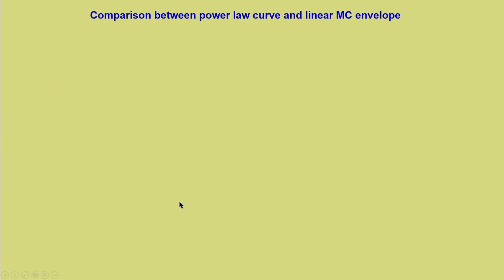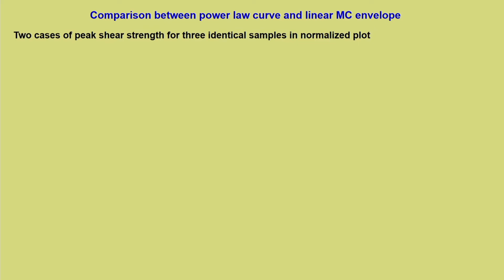Now, let us make a comparison. We have discussed the various nuances associated with the peak state, which we have not studied earlier. Now, what is the implication of this? What is the implication of the more generalized representation of the peak state using a power law curve vis-a-vis what we already know, which is the Mohr Coulomb failure envelope, or we can also call it Coulomb's failure envelope, because we are representing it in terms of tau and sigma dash. So, how do we make this comparison? Let us see.